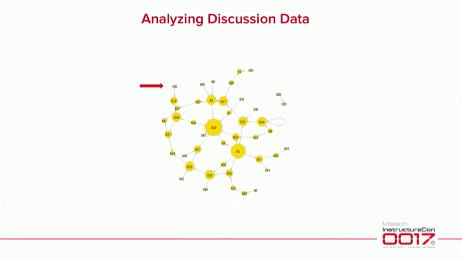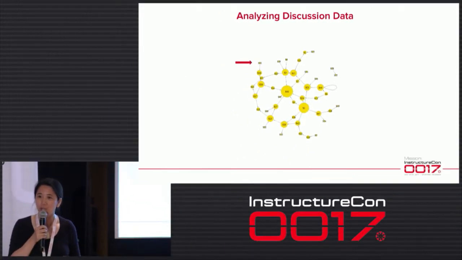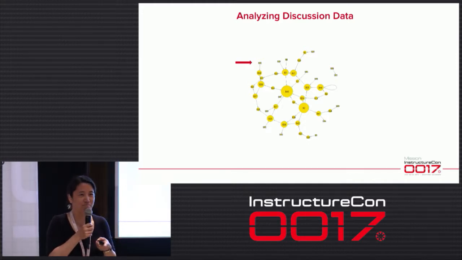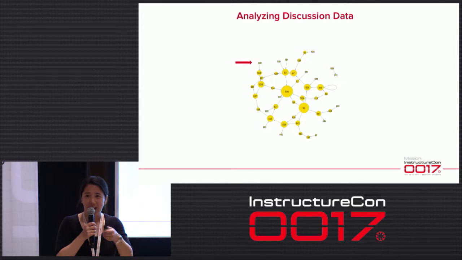S40 received a lot of replies, but didn't provide any response to his or her peers. So this diagram tells you quickly that although student S40 and student 2 are both active, the nature of being active is different. Student 2 seems to be more actively involved, providing responses to his or her peers, while student 40 seems to be passively involved, just receiving the replies but not really providing much interaction the other way.